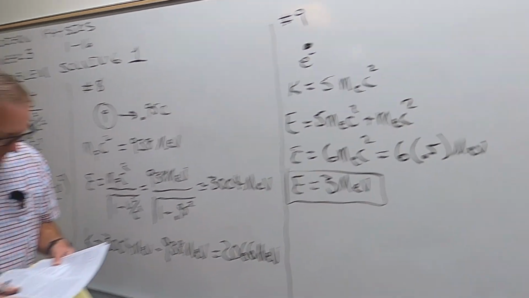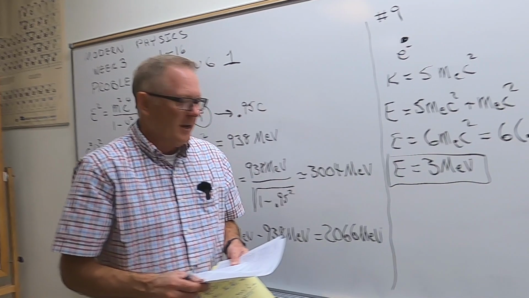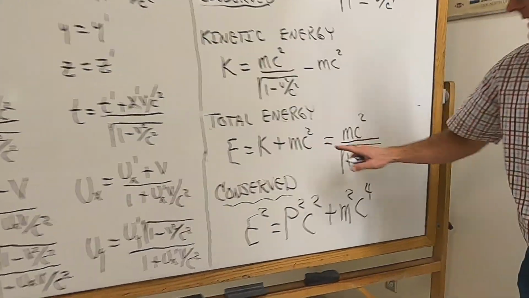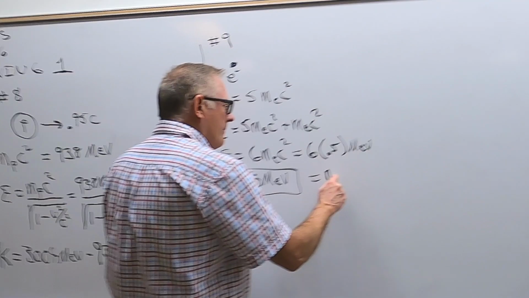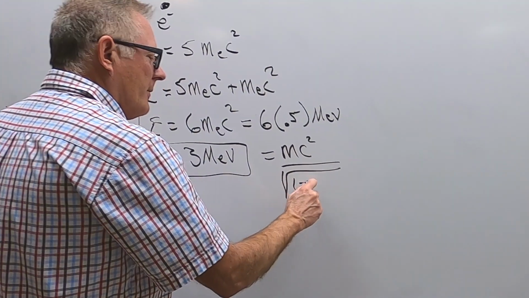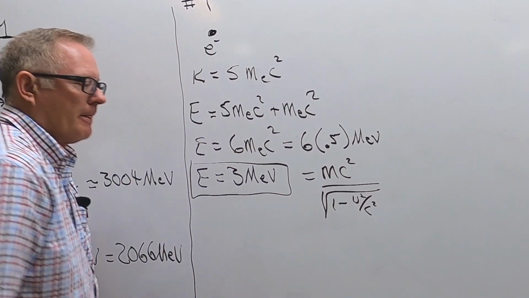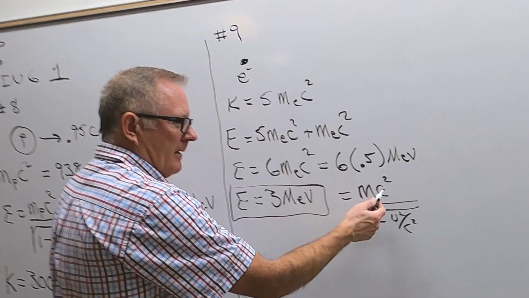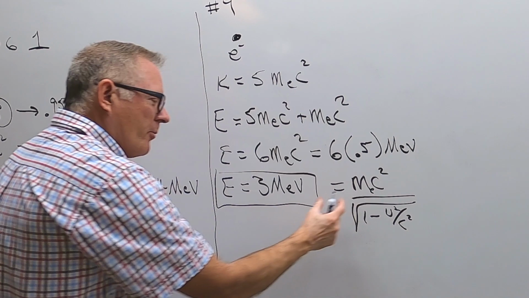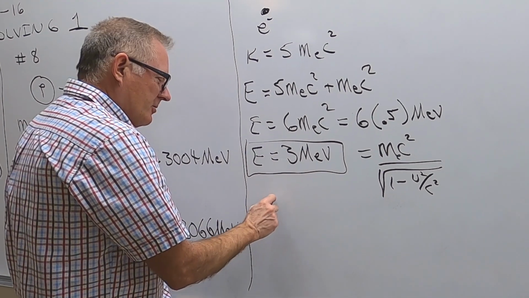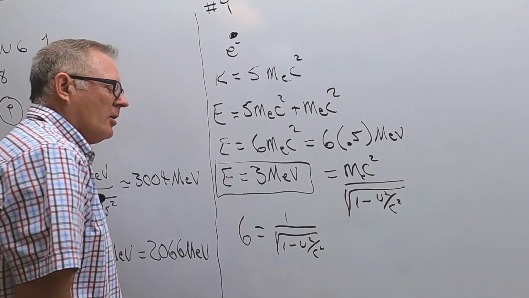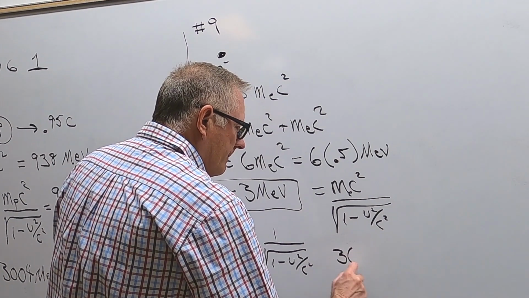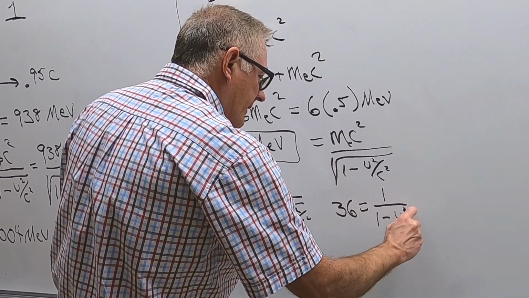They ask anything else? They ask for its speed. Well, where does the speed come in? We know that the total energy is given by this, so we can calculate the speed. So we set the total energy, which is the 3 MeV, equal to mc squared all over the square root of 1 minus u squared over c squared. Well, half an MeV is the mass of the electron. If we bring this down below, 3 divided by a half is 6. So we got 6 equals 1 all over the square root of 1 minus u squared over c squared. If we square both sides, we get 36 equals 1 all over 1 minus u squared over c squared.